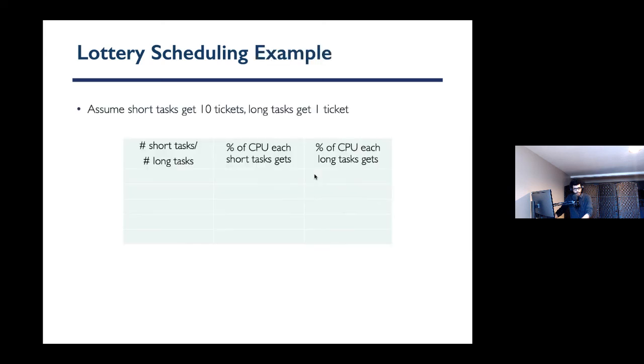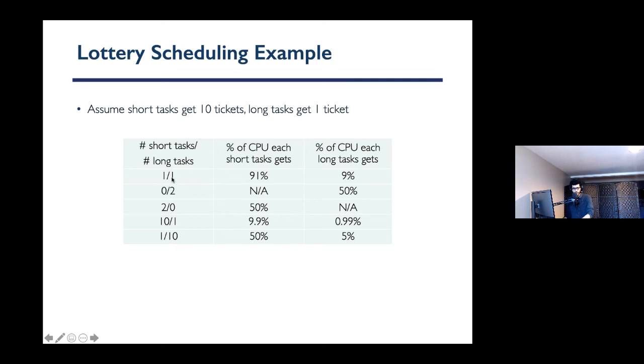OK, now here's an example. I'm going to sort of move on. It just shows you how tickets have an effect on the percentage of CPU time you get. Again, it's just assuming that everybody has CPU burst all the time. So let's say we're going to give short tasks 10 tickets and long tasks 1 ticket.